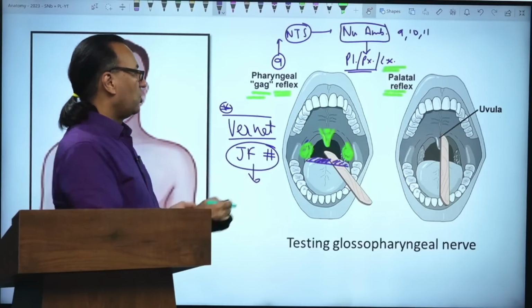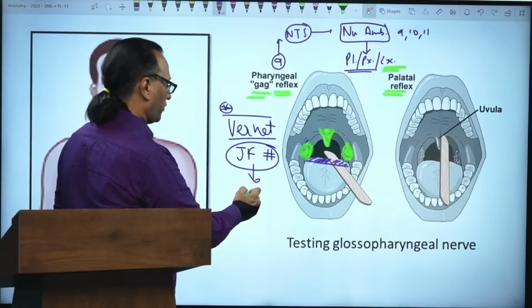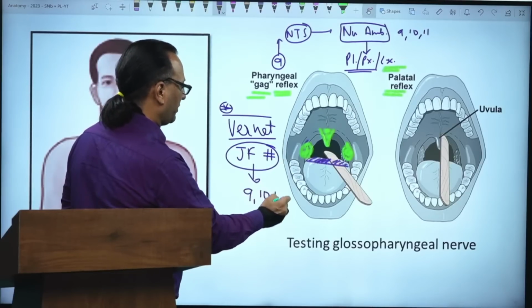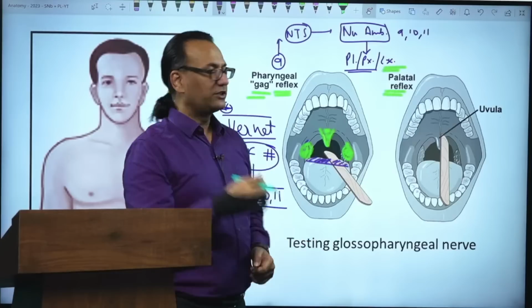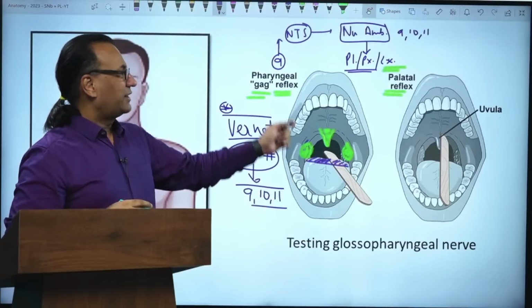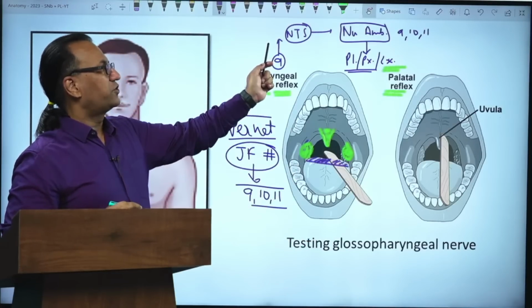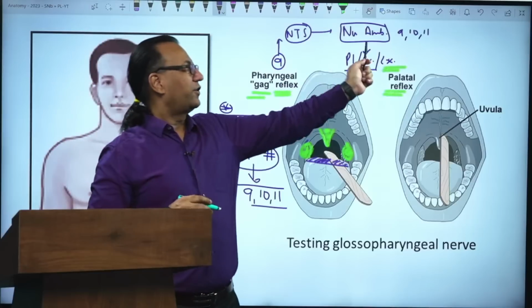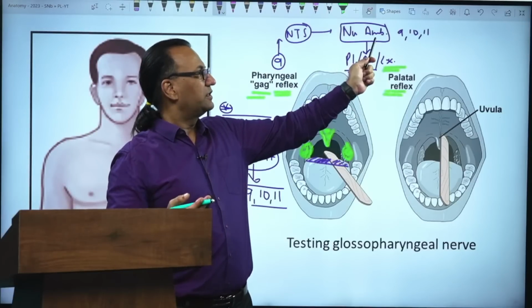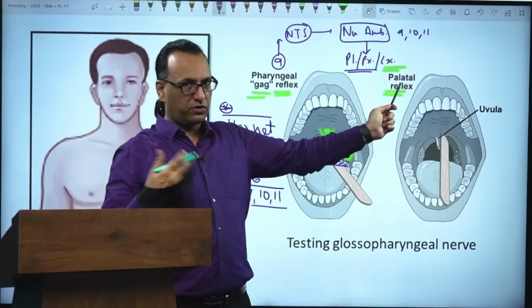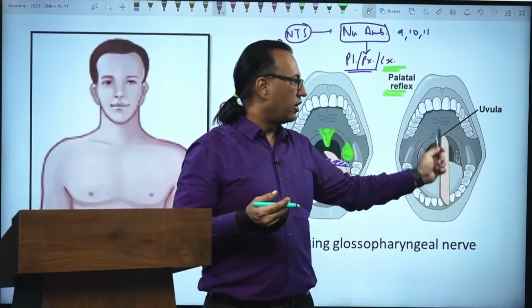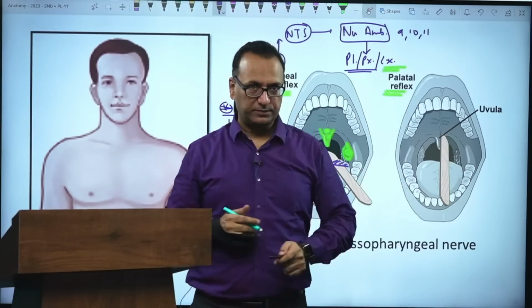Because in Vernet syndrome or jugular foramen syndrome, if numbers 9, 10, 11 are compromised, then the palatal reflex will be gone. The ninth nerve cannot carry information towards the nucleus tractus solitarius, and it cannot give it to the nucleus ambiguus, and muscles of palate, pharynx, larynx will not be going into spasm or swallowing; the reflex will be lost.